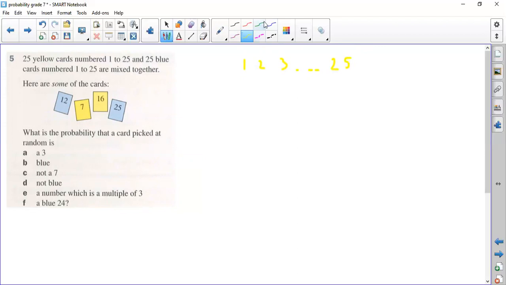And I have what? 25 blue cards. Again, on them are numbered the numbers 1, 2, 3 until 25. So in total I have how many cards? In total I have 50 cards.